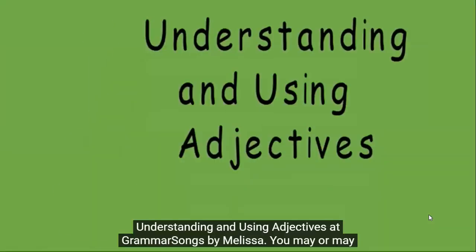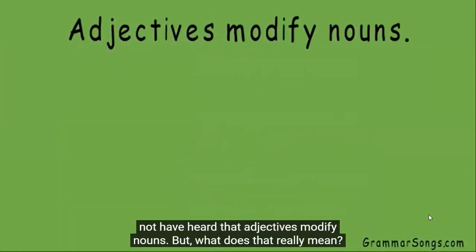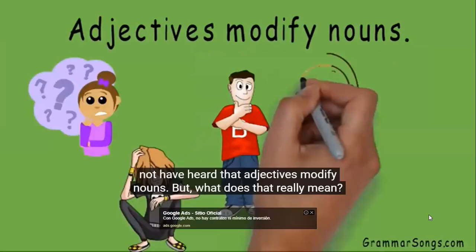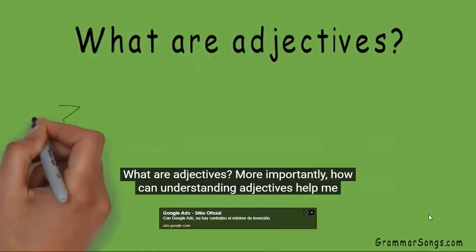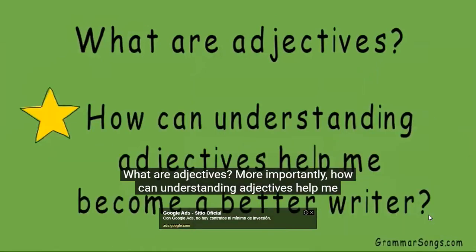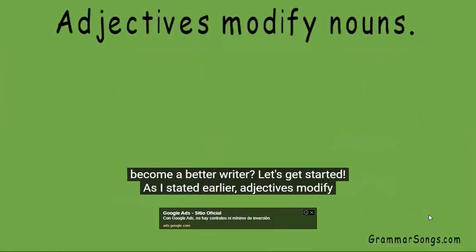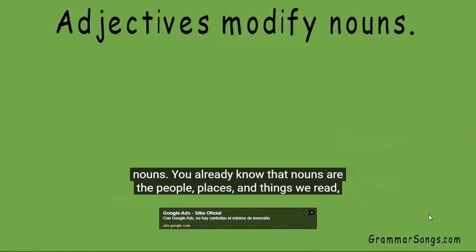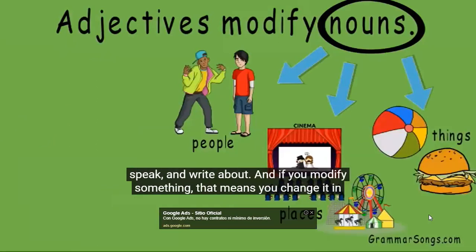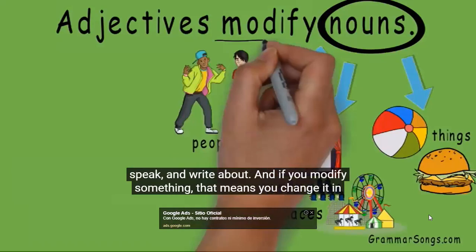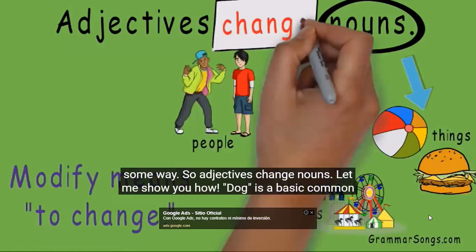Understanding and using adjectives at Grammar Songs by Melissa. You may or may not have heard that adjectives modify nouns, but what does that really mean? What are adjectives? More importantly, how can understanding adjectives help me become a better writer? Let's get started. As I stated earlier, adjectives modify nouns. You already know that nouns are the people, places, and things we read, speak, and write about. And if you modify something, that means you change it in some way. So adjectives change nouns. Let me show you how.